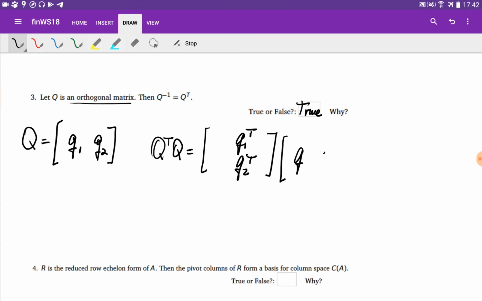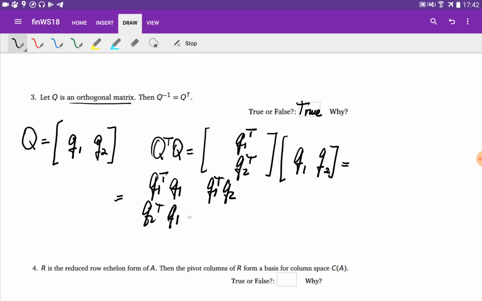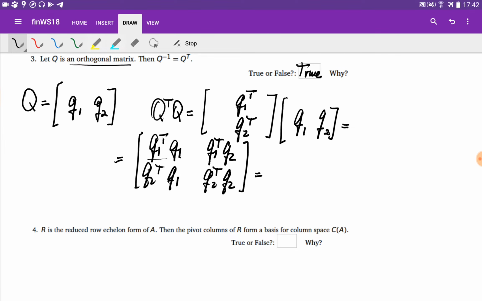We multiply this to the Q, which has 2 columns, and we're going to multiply this matrix row by column. It's going to be Q1 transposed Q1, Q1 transposed Q2, Q2 transposed Q1, Q2 transposed Q2. So when we multiply orthonormal vectors as a scalar multiplication, this is going to give you 1, this is 0, this is 0, this is 1. It means this is the identity matrix, and the multiplication of the 2 matrices is equal to identity if they are inverses. So it shows that the Q transpose is the inverse of the Q.